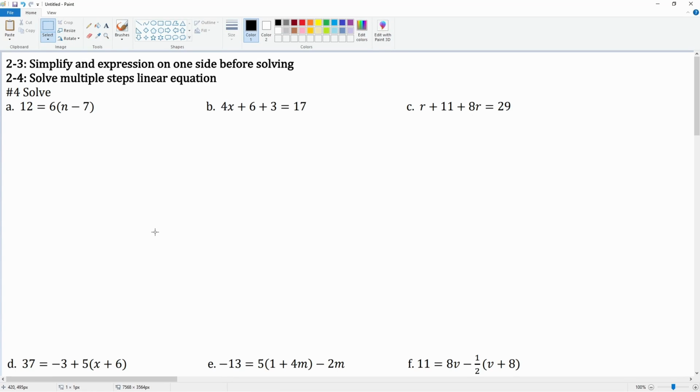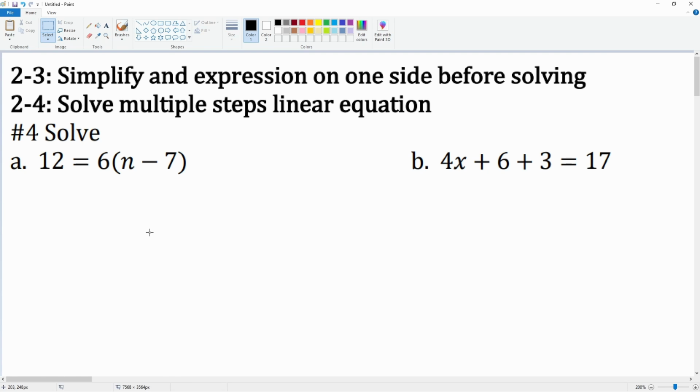We have 2-3 and 2-4 here. It says to simplify an expression on one side of the equation before solving. They're basically multiple step linear equations. Number 4 just asks us to solve. Okay, this is the first part. I'm just going to be covering A, B, and C. The second part is going to be the second video with the next 3 problems. Let's take a look at A first.